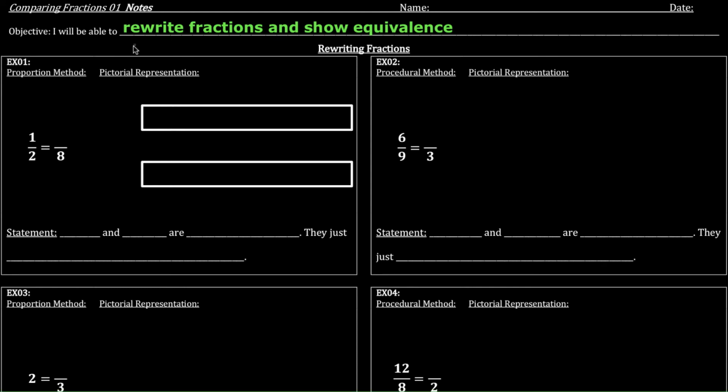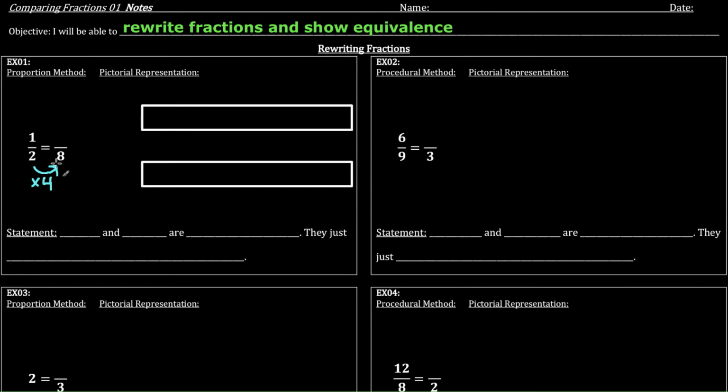In this lesson, we will rewrite fractions and show equivalents. So example 1: 1/2 equals how many eighths? We know that to generate equivalent fractions, we can multiply or divide. So 2 times what is 8? 2 times 4 is 8.